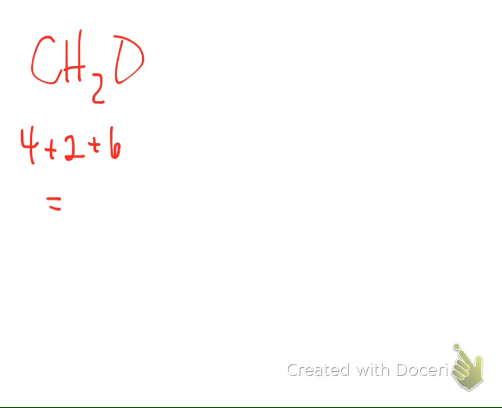All right, let's try one that's a little trickier. Okay, now we have 3 elements that we're looking at. So let's take our valence electrons. Carbon has 4. There's 2 hydrogens there. Oxygen has 6. So we have 12. Okay, 12 valence electrons.